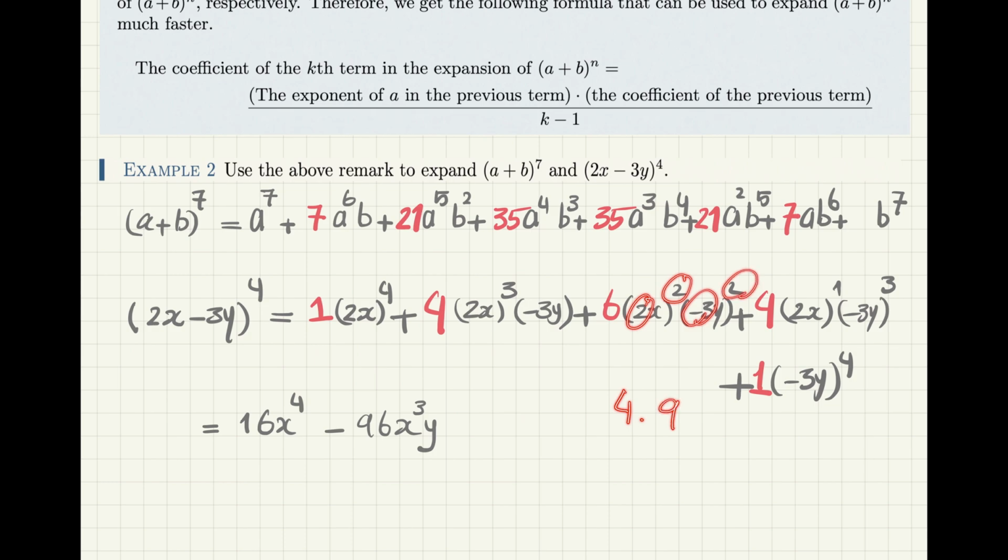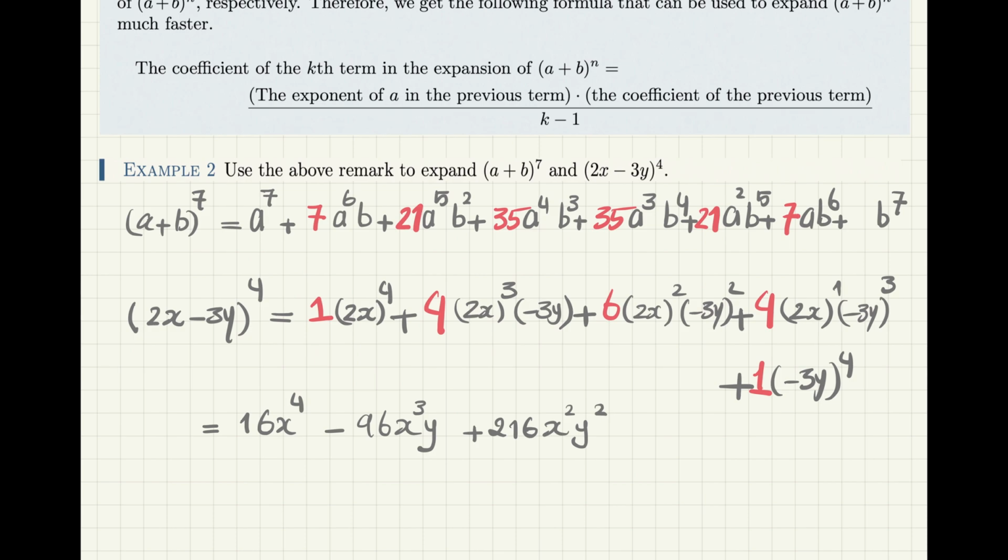Yes, 9 and another 6. So if I multiply them, what is the answer? This is 36, and if I multiply it by 6, 216. So the answer would be plus 216, x to the 2, y to the 2.